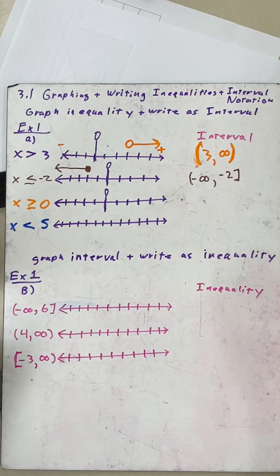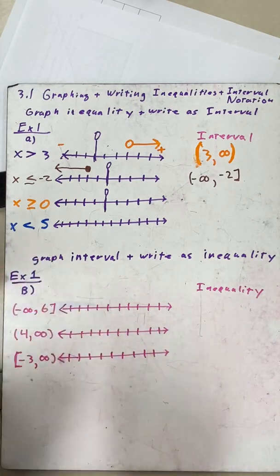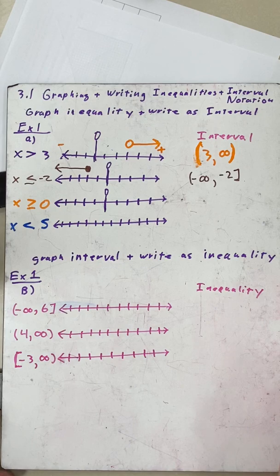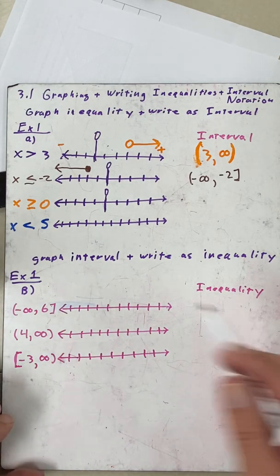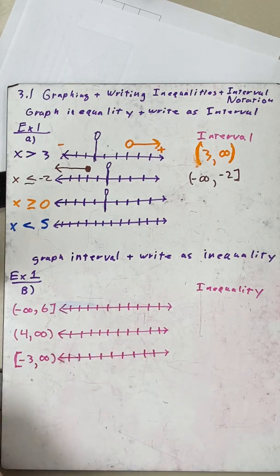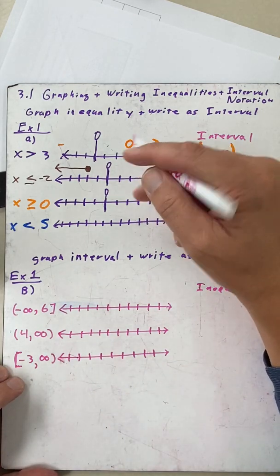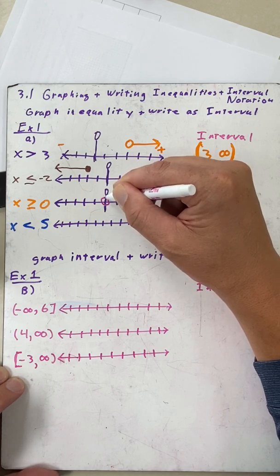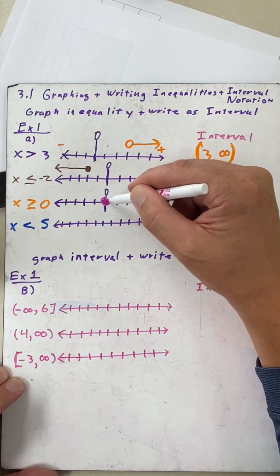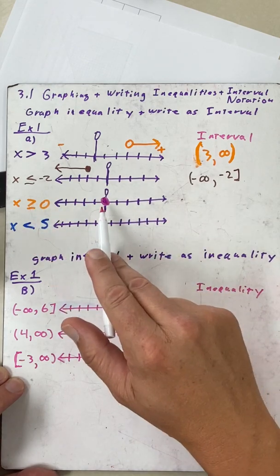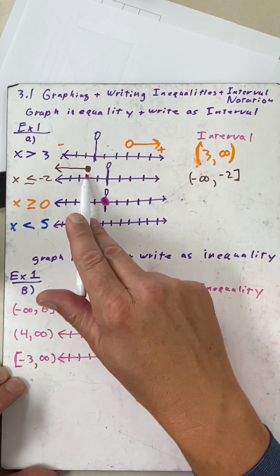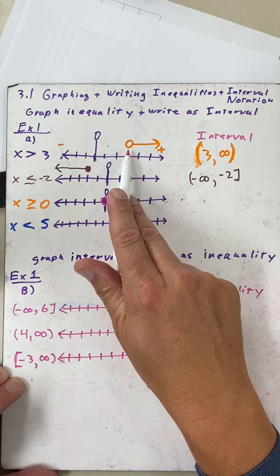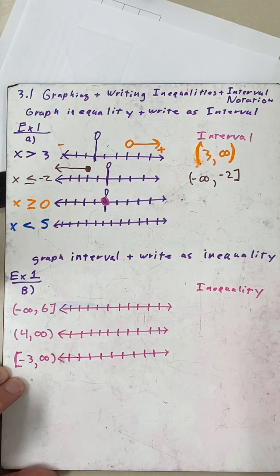If you understand what I'm saying right now, see if you can pause the video and do these next two without my help. All right, we're back now. At 0 this time, I'm going to use a different color here. I'm going to draw a circle here at 0. I'm going to fill it in because it's equal, meaning 0 can be part of my solution, and this one, -2, can be part of my solution, but here, 3 cannot be part of my solution.